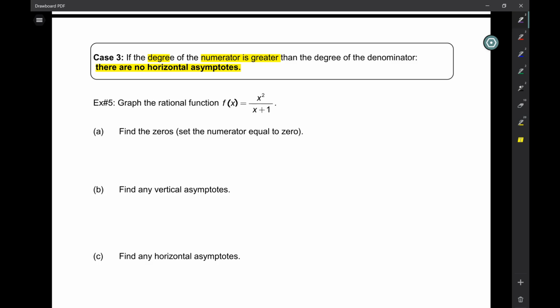Right, y equals 0 or none, or it's y equals a number. Like the case 1 when the coefficients, we need to take the coefficients. Okay, so for the zeros, it's going to be x squared equals 0. So x equals 0.